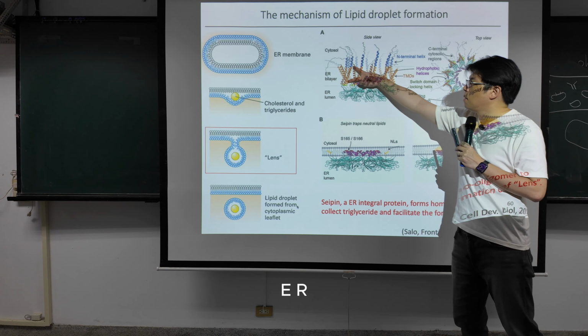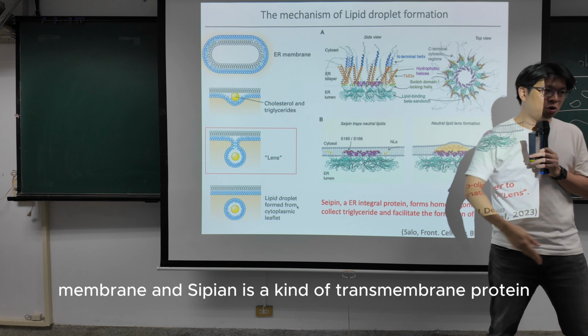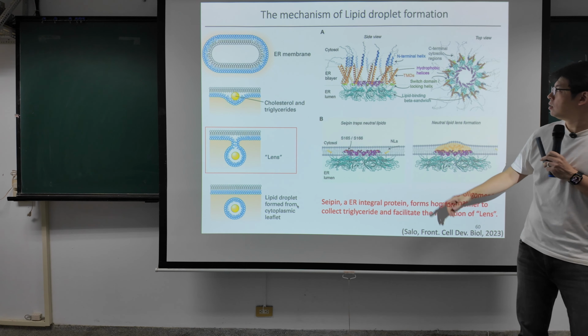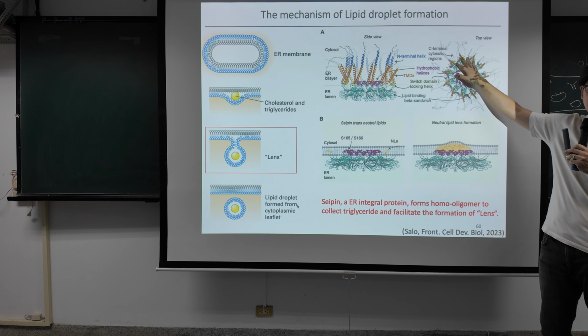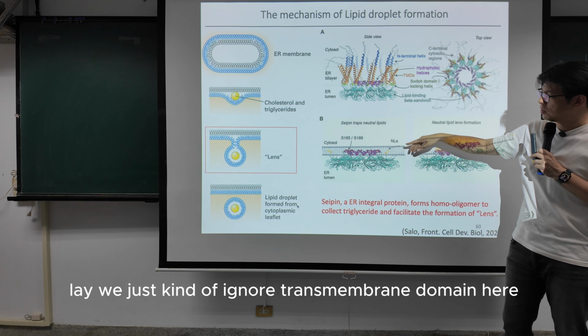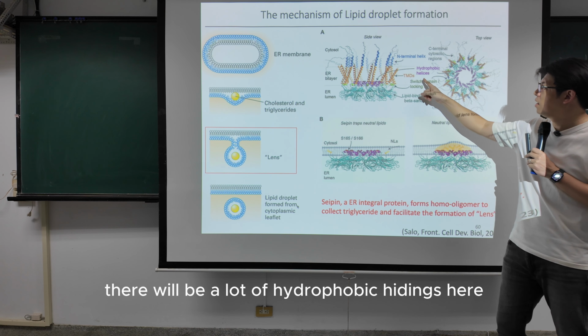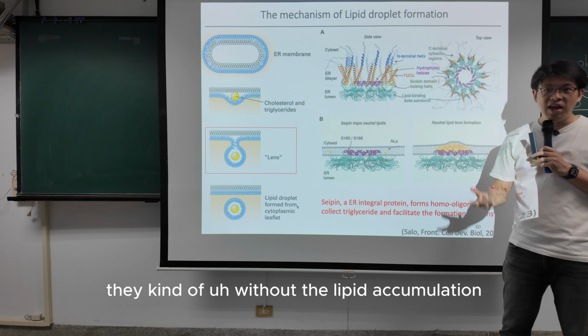So this is the ER membrane, and Seipin is a transmembrane protein. So this is one Seipin, and from the top view, this will be an oligomer of the Seipin, okay? We just ignore the transmembrane domain here. You will see here, there will be a lot of hydrophobic helices here.